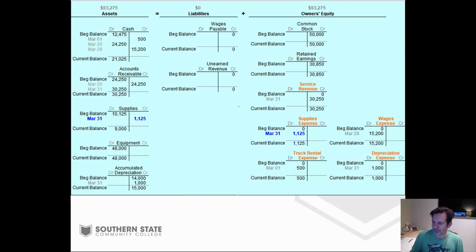There we go. Look at that. We moved 1,125 out of the asset account into the expense account. Every adjusting entry, remember, say it with me, one balance sheet account, one income statement account.